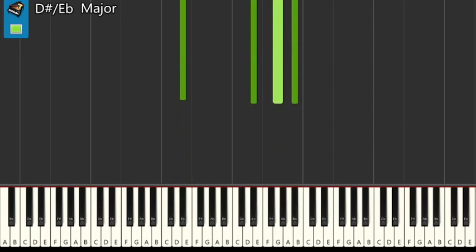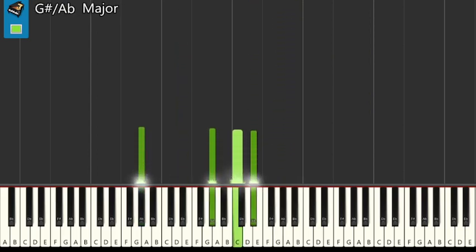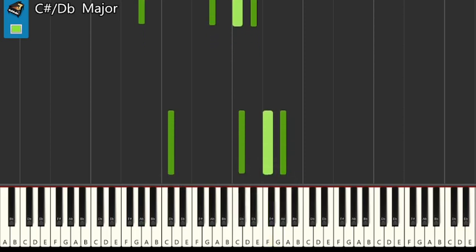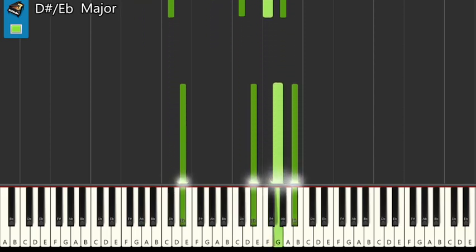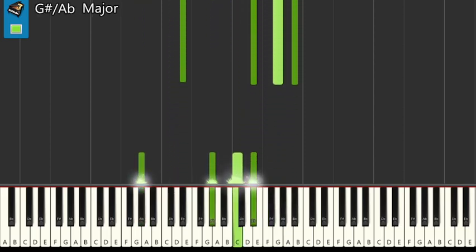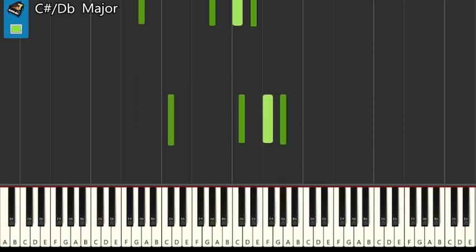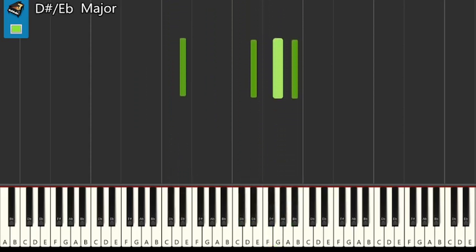So those are your major chords. Your 1, your 4, your 5. Those are your major chords.